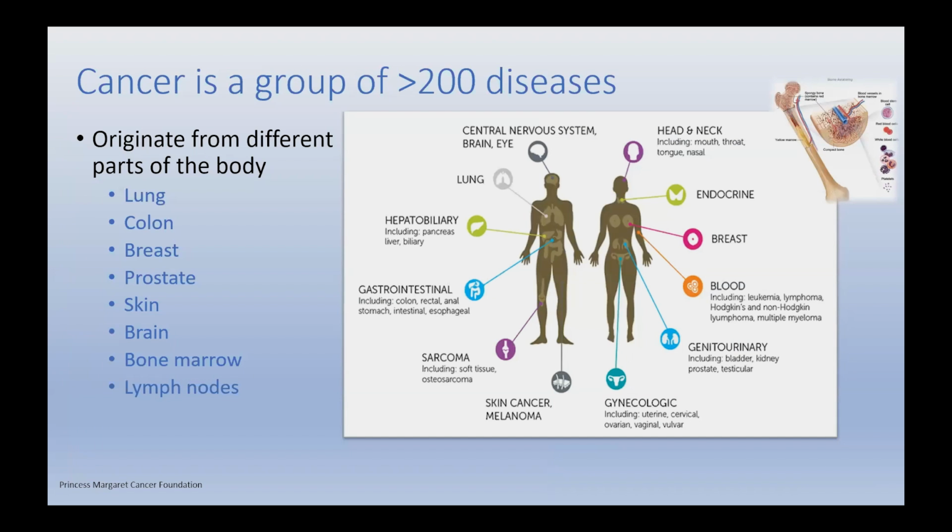So cancer is a group of more than 200 diseases, which originates from different parts of the body. You can see here depicted on the right side that there are several different organs which potentially can get involved, can develop a cancerous lesion and a tumor. This includes the lung, colon, breast, prostate, skin, brain, bone marrow, and lymph nodes, just to name a few, but truly any part of the body can unfortunately develop cancer at some point.